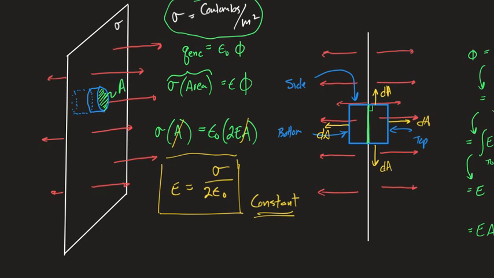Yes, sir? Can you repeat the sentence about the sheet of charge and the uniform electric field pointing both ways? Is that what you said? Yes. The electric field points in both directions away from the sheet. That is important. The electric field is emanating in both directions. That's what produces this 2 here. That's a little critical because we're going to talk about that 2 in a little bit.